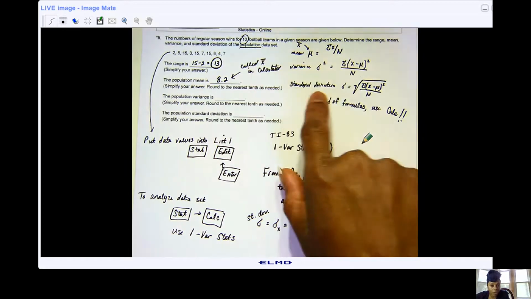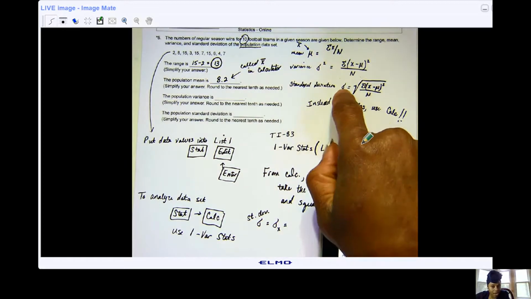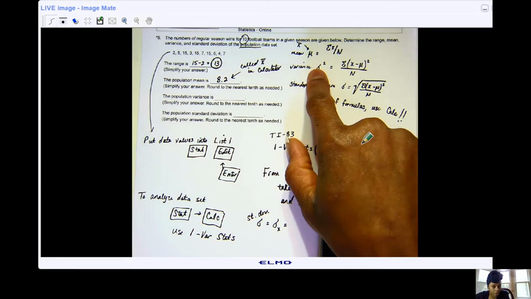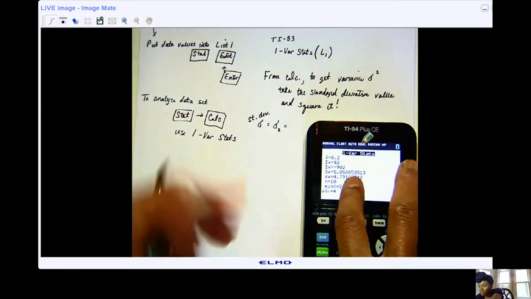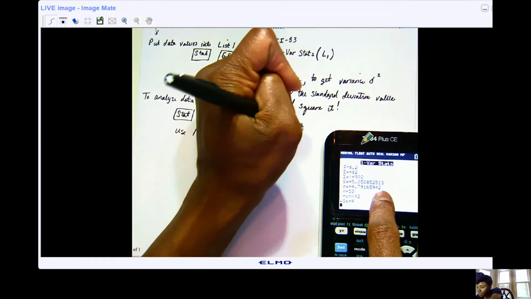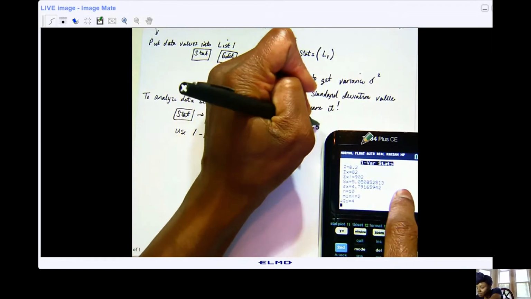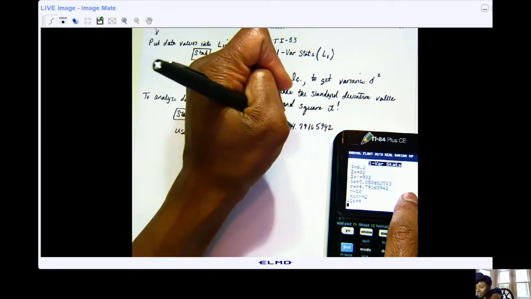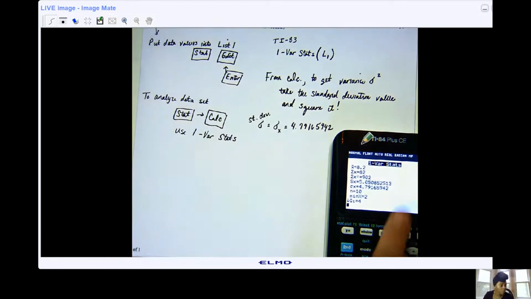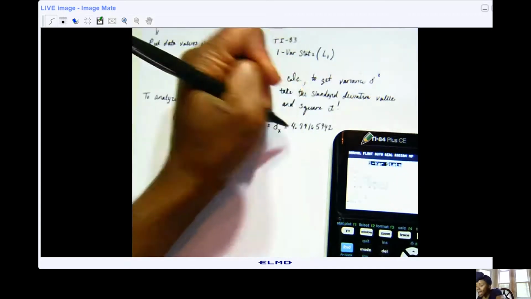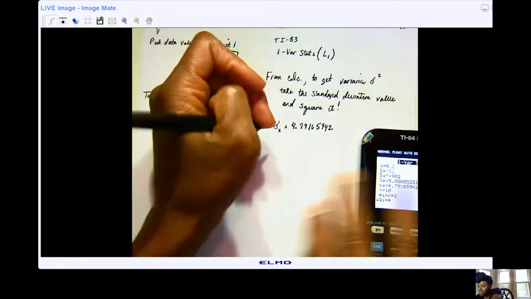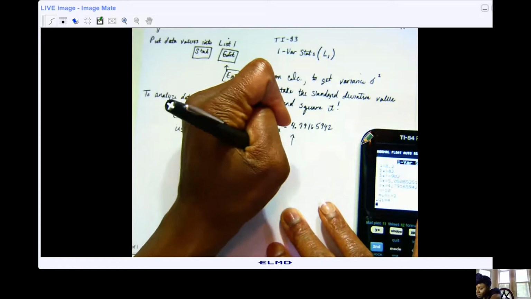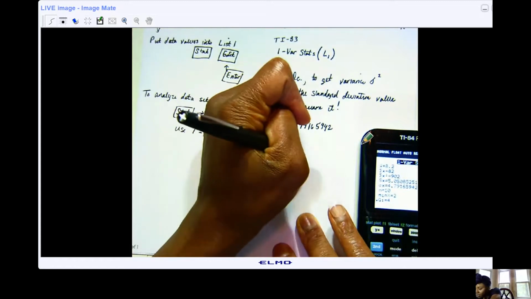If this had been a sample, then I would have had S here, and I would have had S squared here. But because this is a population, I'm using sigma. So I take my sigma value, which is 4.79165942, and I'm a stickler for accuracy. So I take every decimal place that I see from that calculator, and I square that to get the variance.